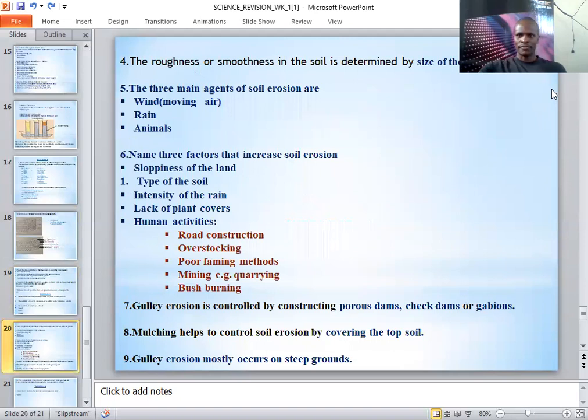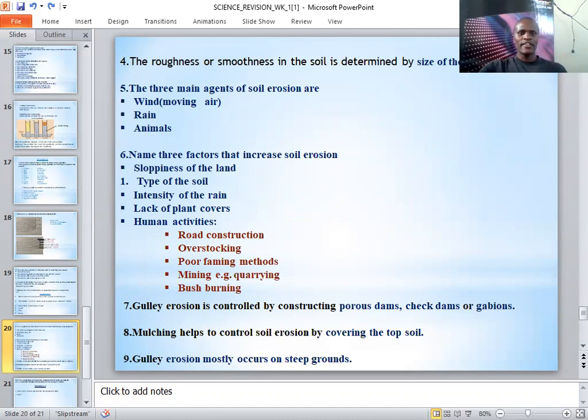Let's look at number 4. The roughness or smoothness in the soil is determined by, the answer was, the size of the soil particles. When the soil particles are smaller, the soil feels smooth, and when the soil particles are larger, the soil tends to feel rough. So roughness or smoothness of the soil is determined by the size of the soil particles.